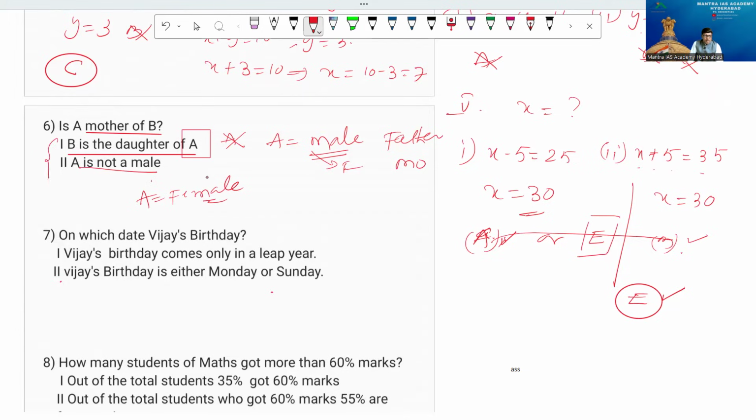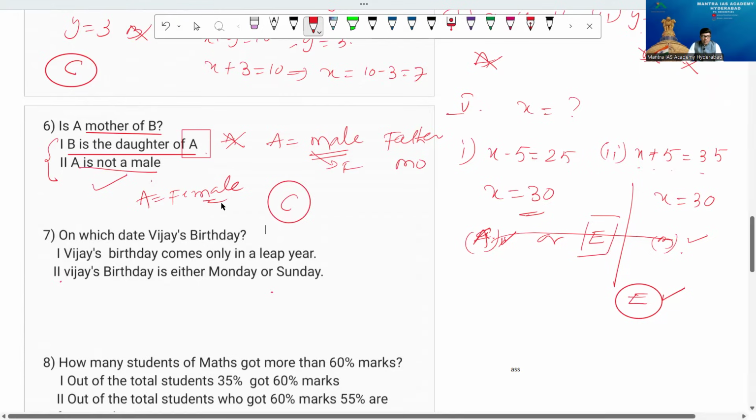Now combined: A is the mother of B, which means B is the daughter of A, and A is female. So obviously A is the mother of B by using the two statements. Because of that reason, I got the answer. Of course, I have to write the option as C, my dear.